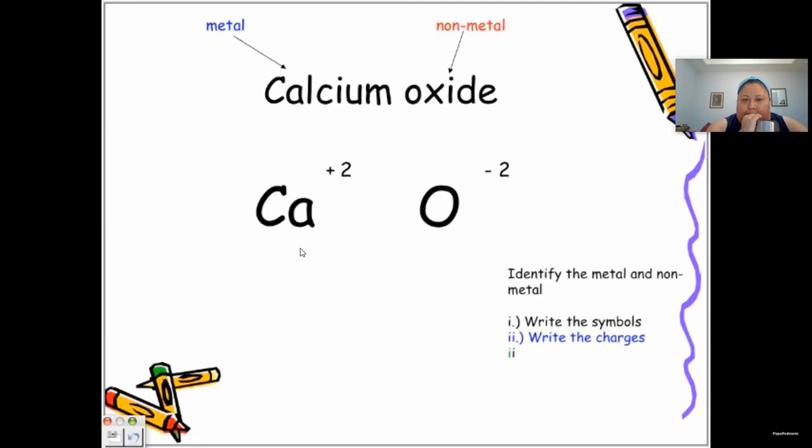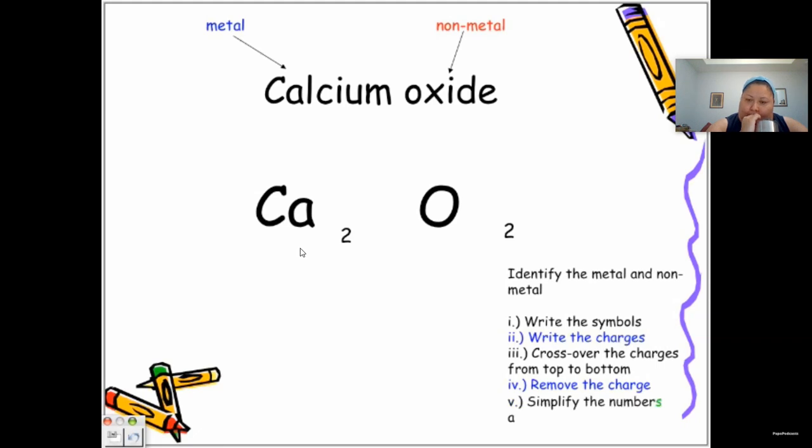Step number 3, where the name kind of comes from, the 5-step crossover rule. They cross over the charges from top to bottom. Now let's watch how the charges move. Okay, they move from the top of one atom to the bottom of the other. Step number 4, we're going to remove the charges. We no longer need them when writing out our chemical formula.